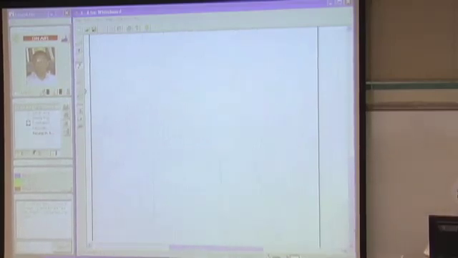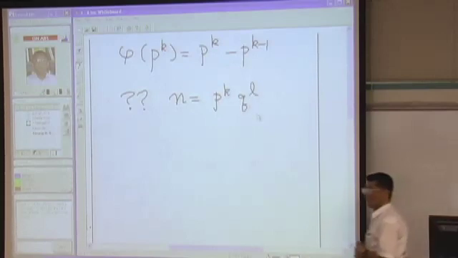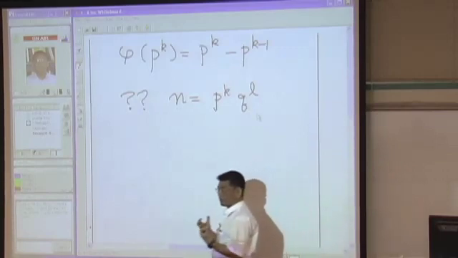So one more time, when we have prime power, it's very easy, right? Phi calculation is easy when you have prime power. Then the next question, assume that we know that n is p to the power of k times q to the power of l. What would you do?